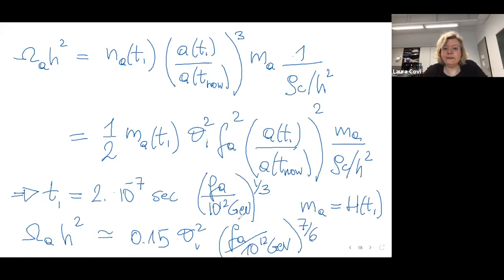Okay, so this one is the estimate, and you see you have a strong dependence on the initial angle theta_I squared. You have also not so strong, but 7/6 dependence on f_a. And that is the reason why I chose 10 to the 12 earlier, because you see that for values of f_a of 10 to the 12, for theta of order 1, I get exactly in the right ballpark of the dark matter density. And that in some sense is also one success. I don't have to do anything, just looking at the motion of the axion in the early universe, I automatically get more or less the right number density.